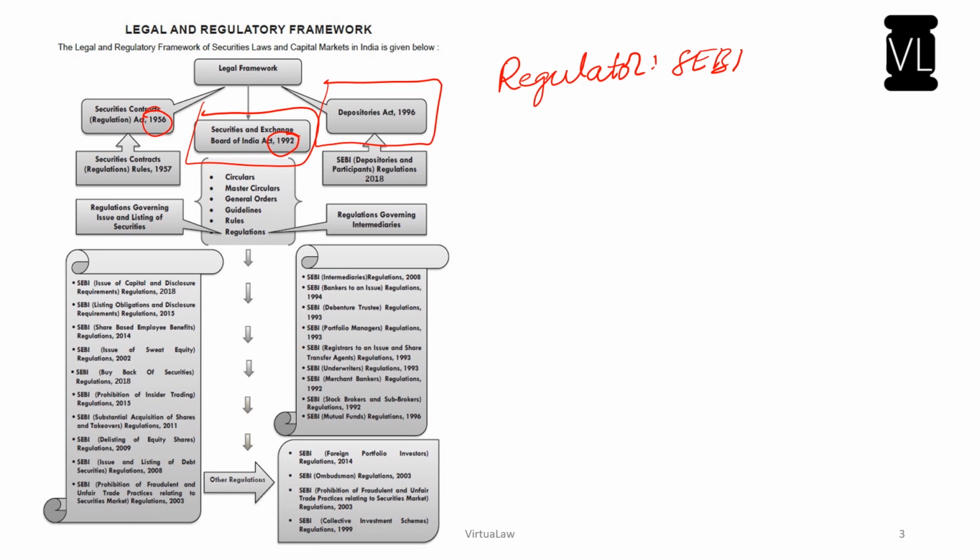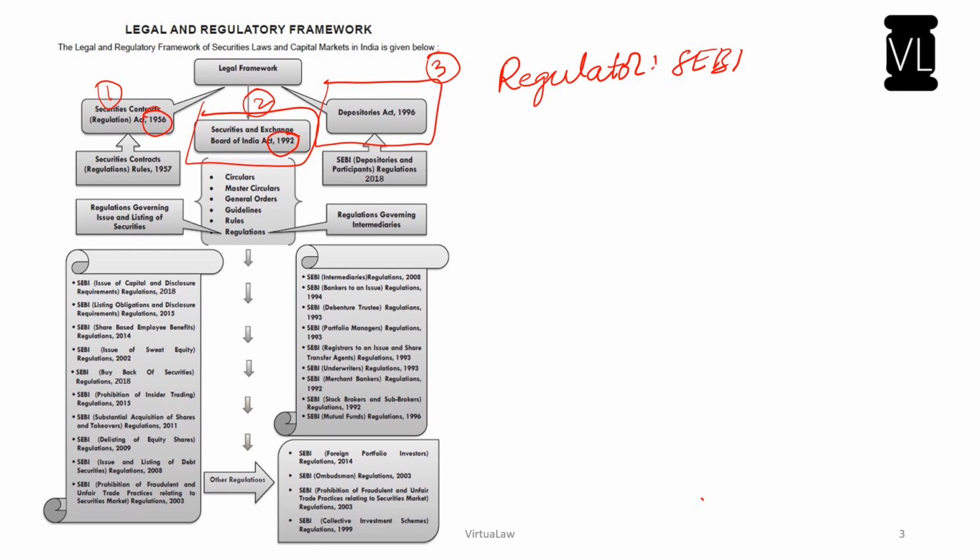Now let us understand the various lawmaking mechanisms, or the legal framework, exercised by SEBI. Basically there are three acts concerned with the securities market, or the capital market, in India: the Securities Contract Regulation Act 1956, the Securities and Exchange Board of India Act 1992, and the Depositories Act 1996. These three acts majorly govern the securities market in India. Under the Securities Contract Regulation Act, there are certain rules and regulations, and similarly under the Depositories Act.